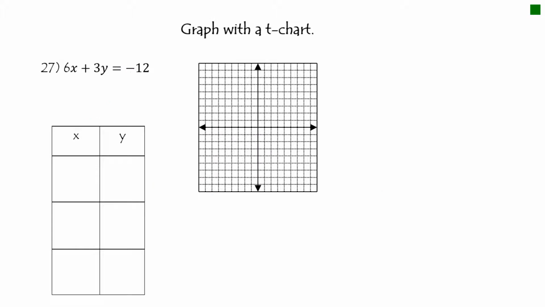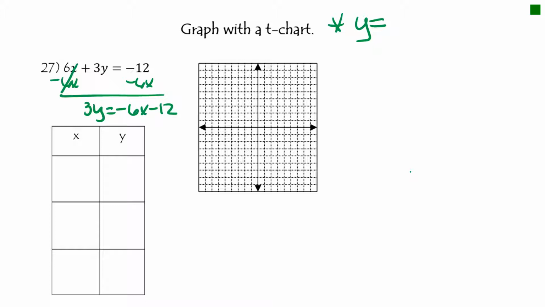Graph with a t-chart. Okay, so some of you are used to seeing it this way, where you've got x here, y here, and you put the function in the middle. You know what? If we don't give you that, you can write it on your own. But what has to happen first? You have to have y alone. So I'm going to subtract 6x. So I have 3y equals negative 6x, sneak that in front, minus 12. I'm going over here because I'm running out of room. 3y equals negative 6x minus 12, divide by 3. I'm going to get rid of this for a sec. I have y equals negative 2x minus 4.